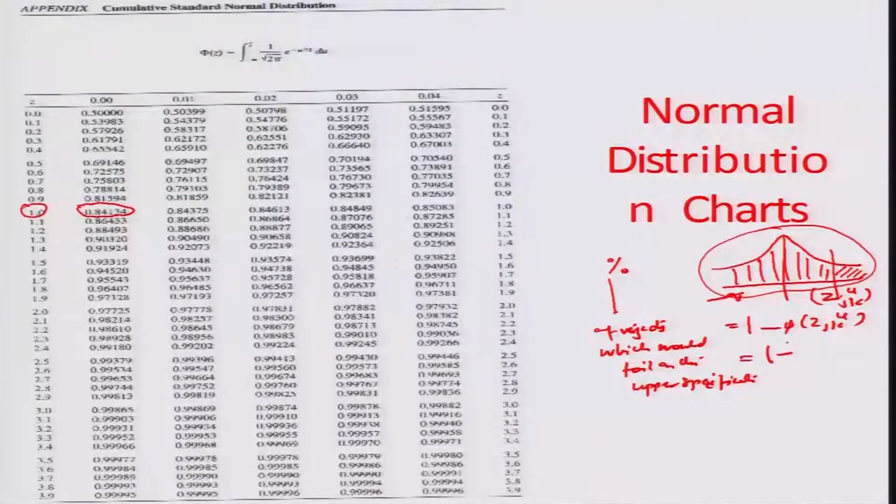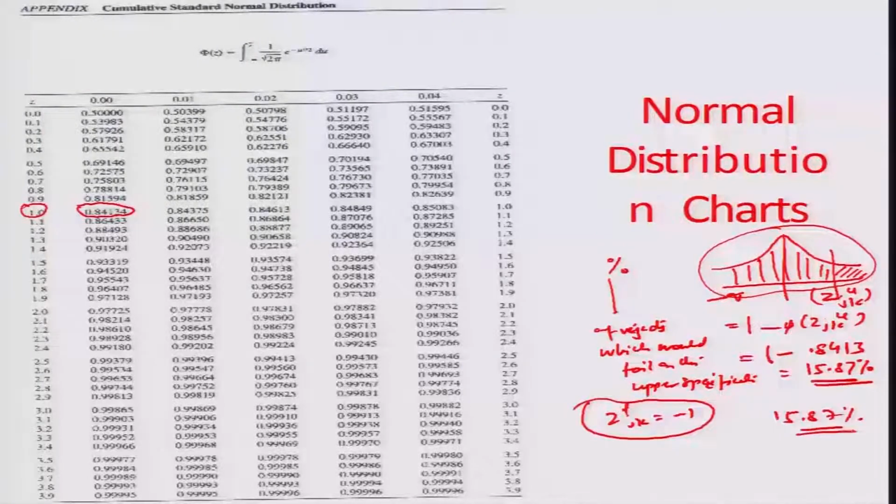So, in this particular case it is 1 minus 0.8413. So, close to about 15.87% is what would typically fail the upper specification limits. In our example problem, because the ZL JK is minus 1, in that event the ZL JK would again have the same 15.87% value for obvious reasons which I have elaborated earlier.